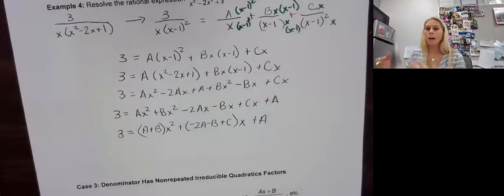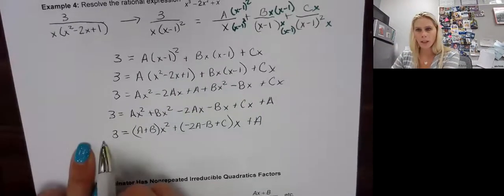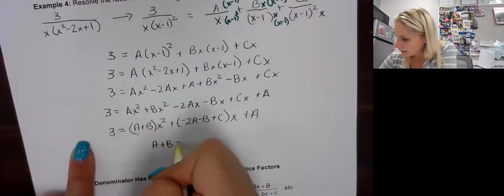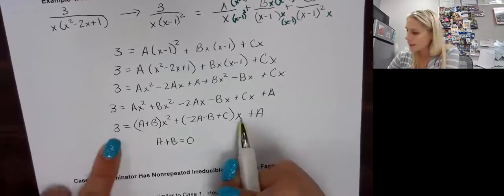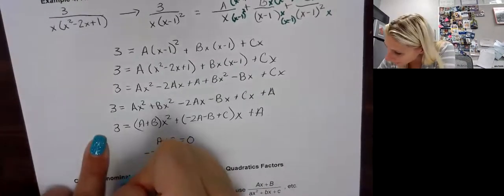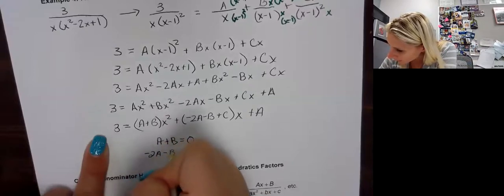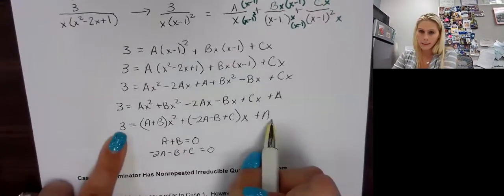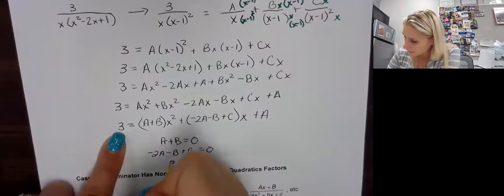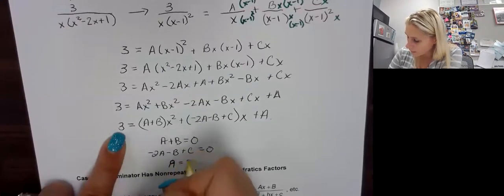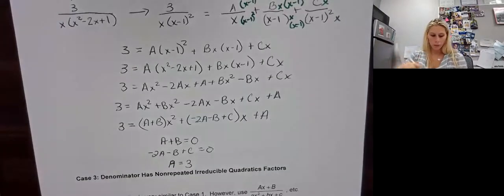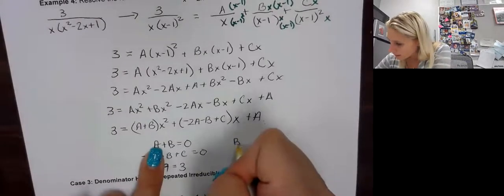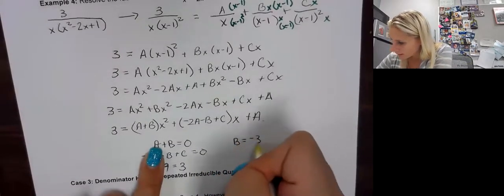So what are the things that we have going on? Well, do we have an x squared term here? No, we don't. So that means a plus b equals 0. Do we have an x term here? No, we don't. So negative 2a minus b plus c equals 0. But this is a constant. Lucky for us, that means a equals 3. And that allows us to substitute back in to make sure we have everything. Because if a is 3, b must be negative 3.